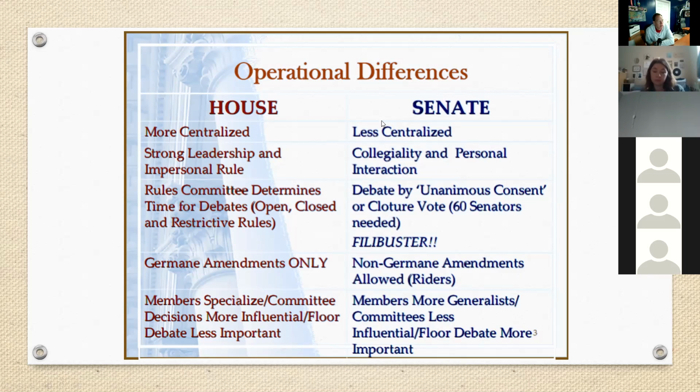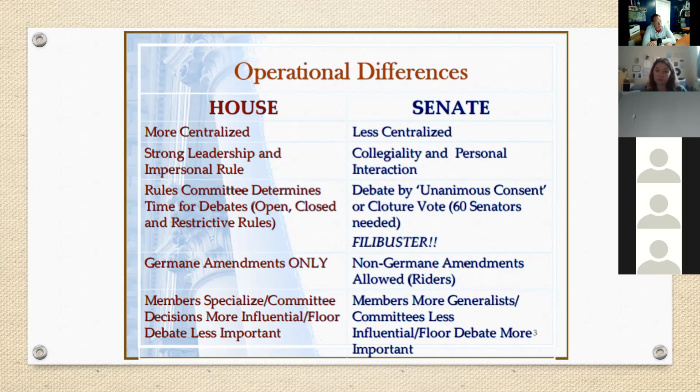The leader of the Senate is the majority leader, the majority party leader. That is Mitch McConnell. If you watch the news, you've definitely seen him a lot. He's a pretty powerful person. So is Nancy Pelosi, the Speaker of the House of Representatives. There's a lot more personal interaction between the senators because they tend to meet as an entire body.